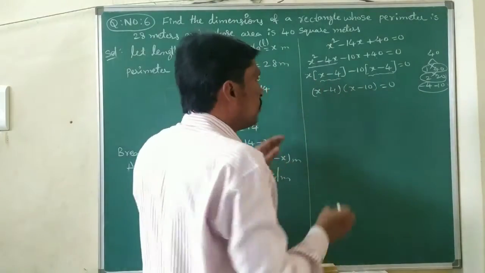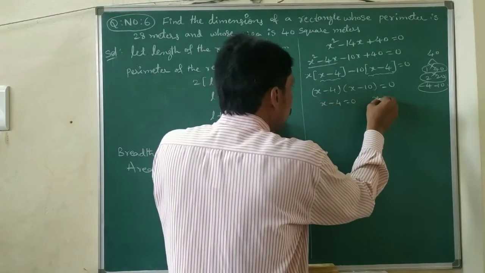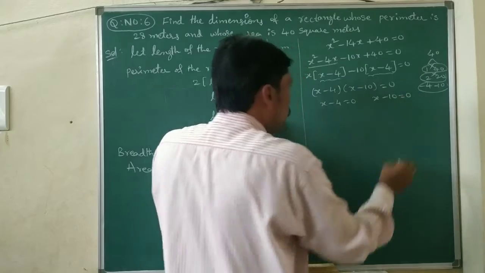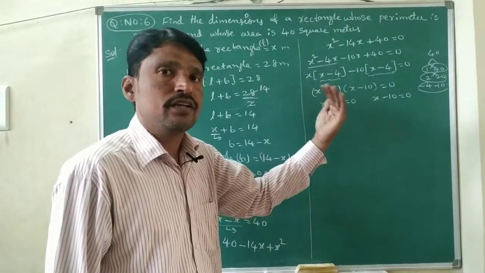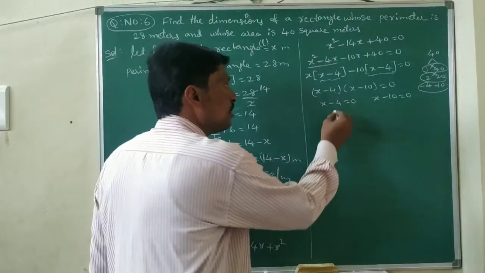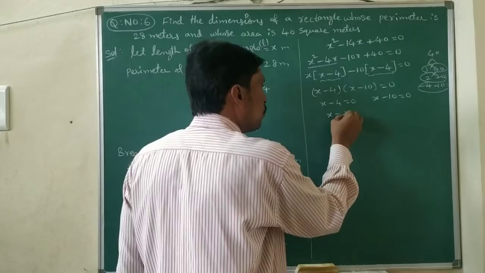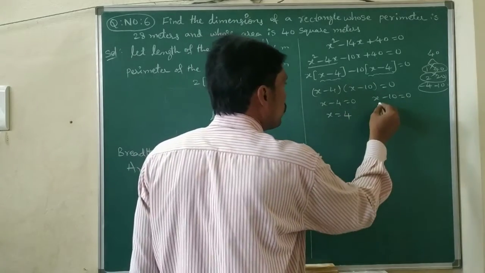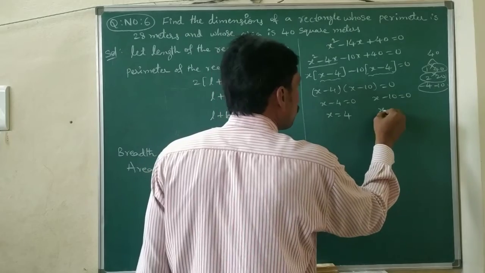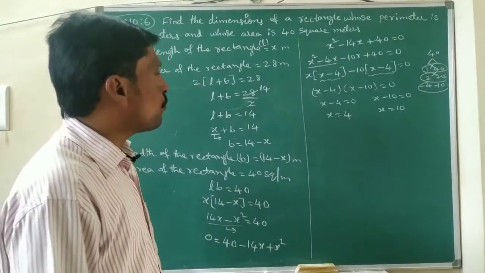Now we write individually, x minus 4 equals 0 and x minus 10 equals 0. This minus 4 becomes plus 4. X equals, minus 4 I transpose to the right, we get plus 4. Minus 10 also we transpose to the right, we get plus 10. So we got the x values.